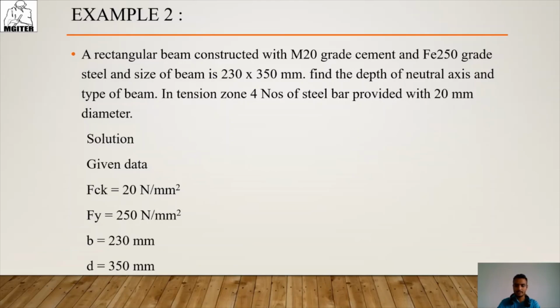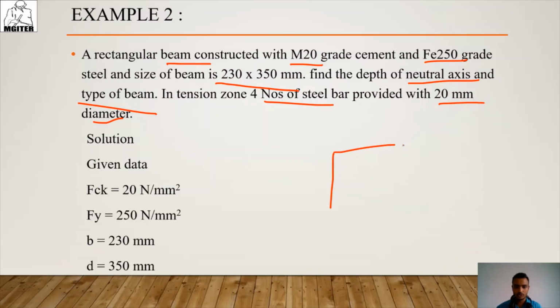First example finished. Second example. Here is a second example. We have a rectangular beam constructed with M20 grade concrete and Fe 250 grade steel, and size of beam is 230 by 350 mm. Find the depth of neutral axis and type of beam. In a tension zone, 4 numbers of steel bar are provided with 20 mm diameter. So let's create one diagram, one cross section of a beam given by the example. Here we have 230 width, 350 depth, and 4 numbers of bar of 20 mm diameter. Okay, this is the cross section of the beam.